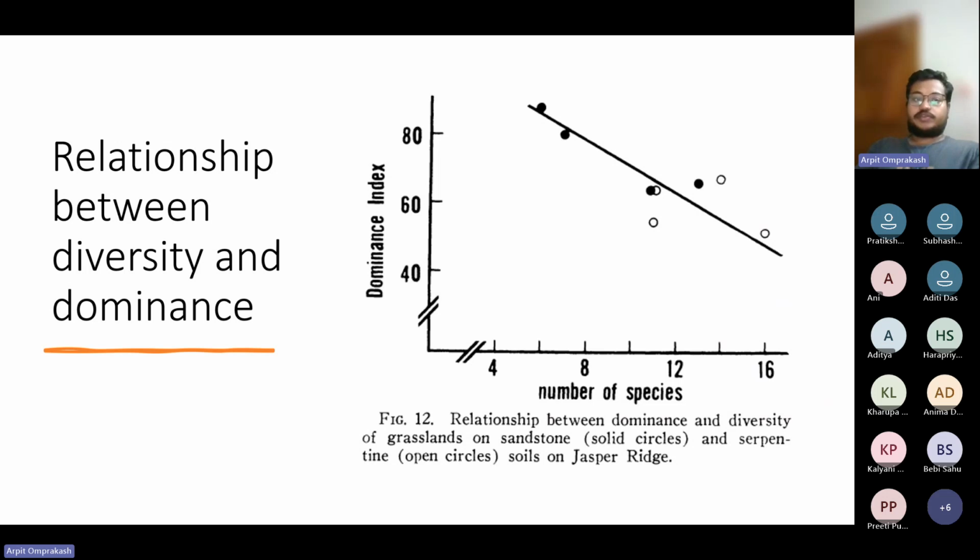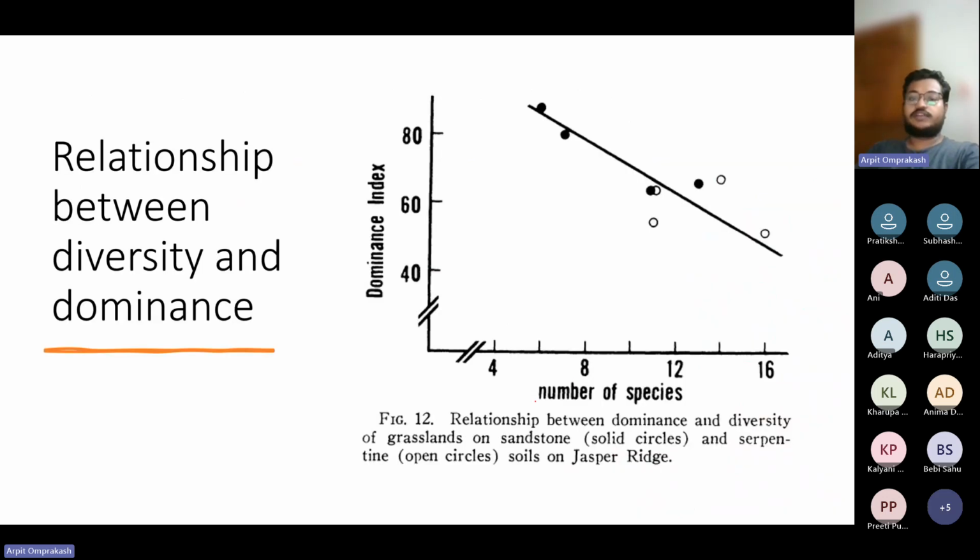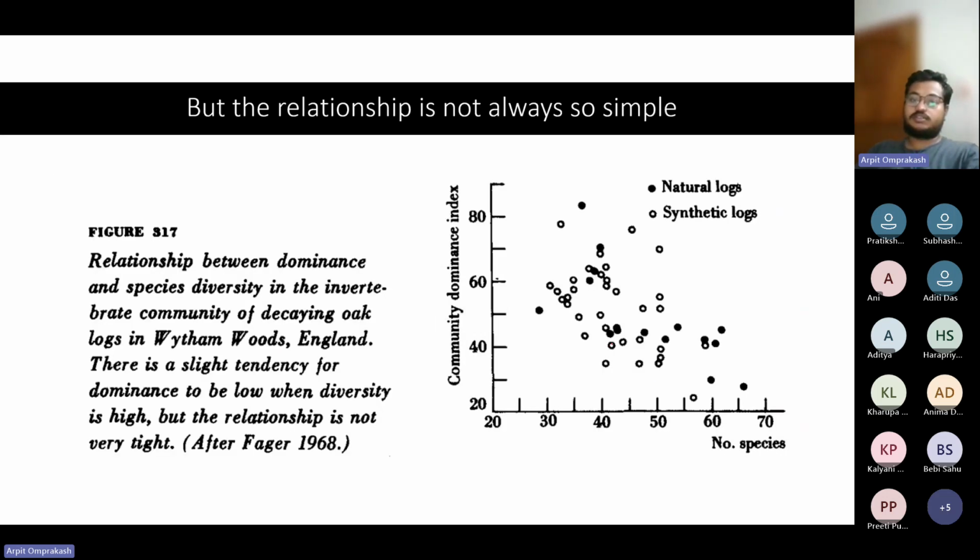So what is the relationship between the dominance index and the diversity? As you have more and more species, generally the dominance index tends to decrease, because the denominator here will keep on increasing, but the numerator might not change. The total abundance of all the species will keep on increasing. That's why you will have a lower dominance index if the number of species increases. But this relationship is slightly weak.